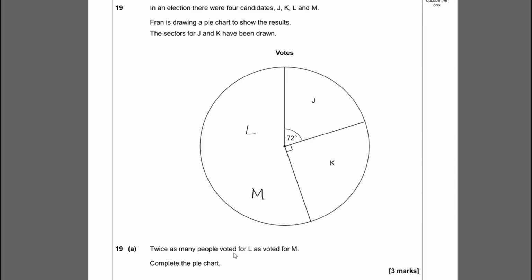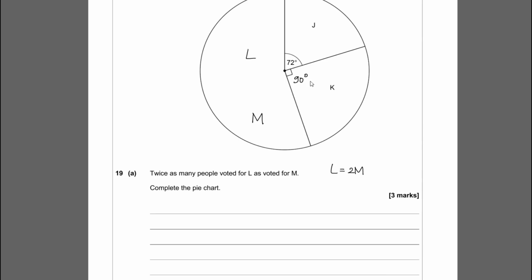It says twice as many people voted for L. So L is twice as many as M. I'll say that L is 2 times M. Now we'll see it is 72 and this one is 90 degree. We want to check how much is for this one and how much for this one. For the whole circle, it's 360 degree. So we will say J plus K plus L plus M. They should make 360 degree.